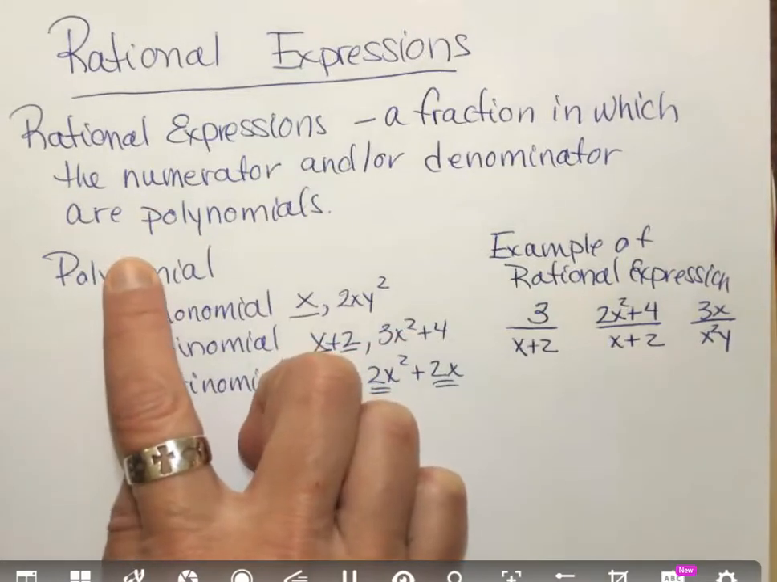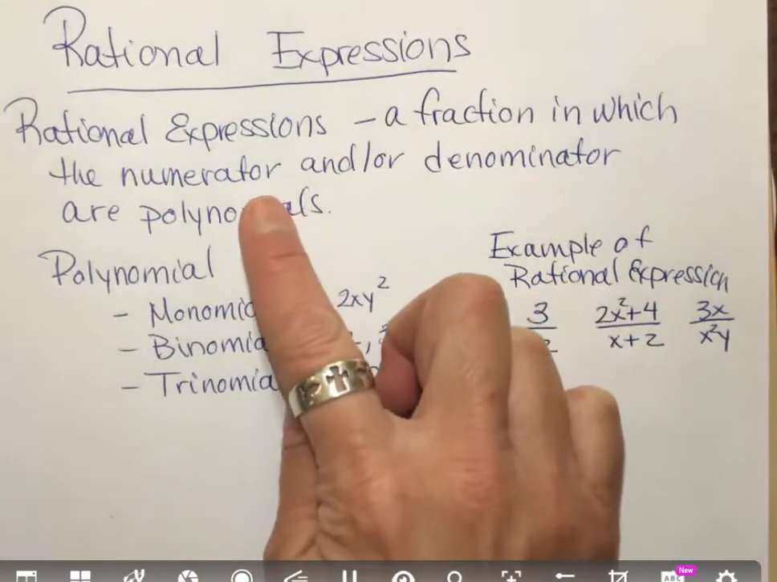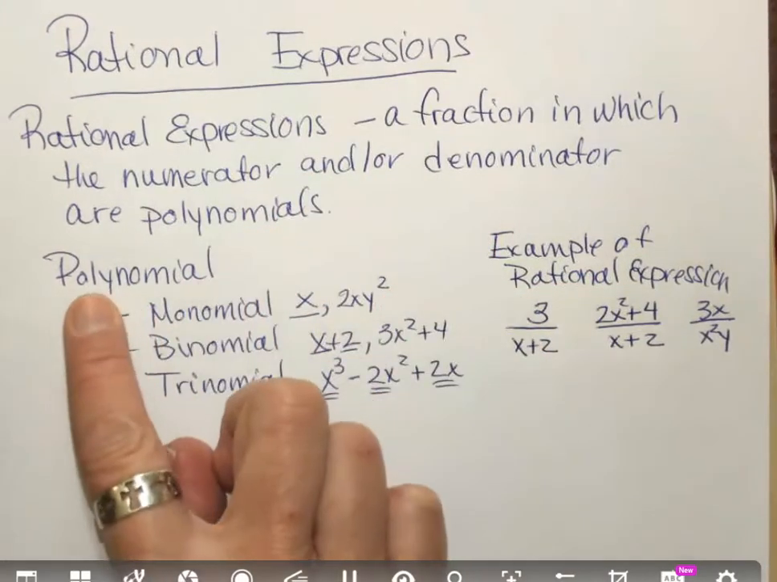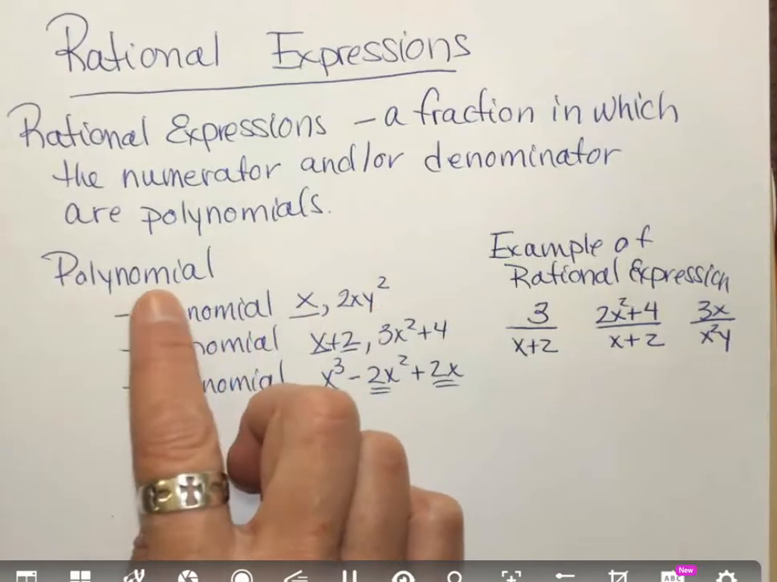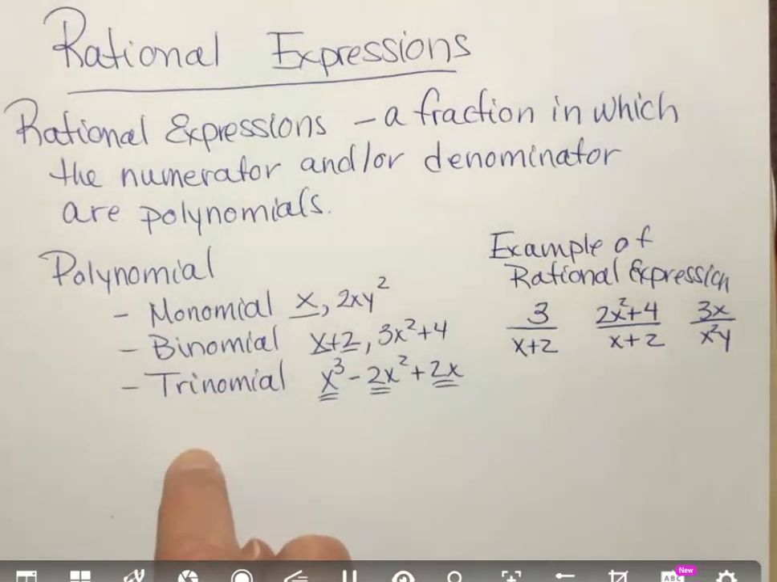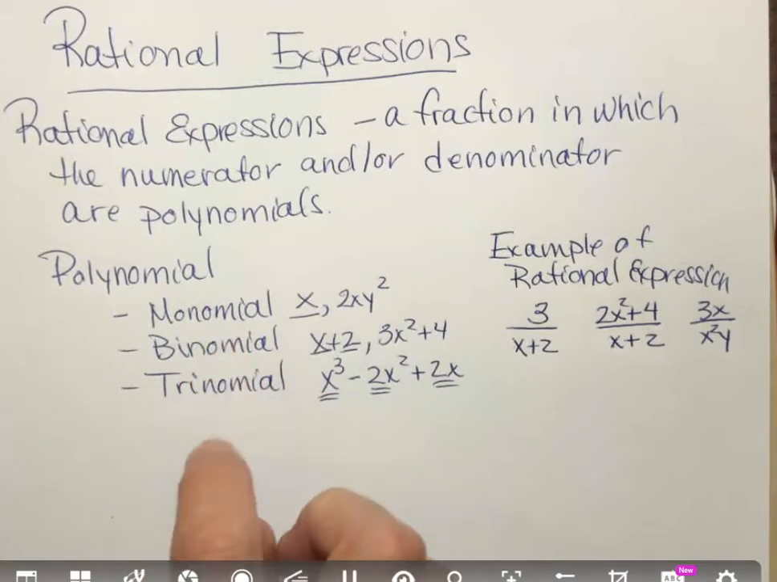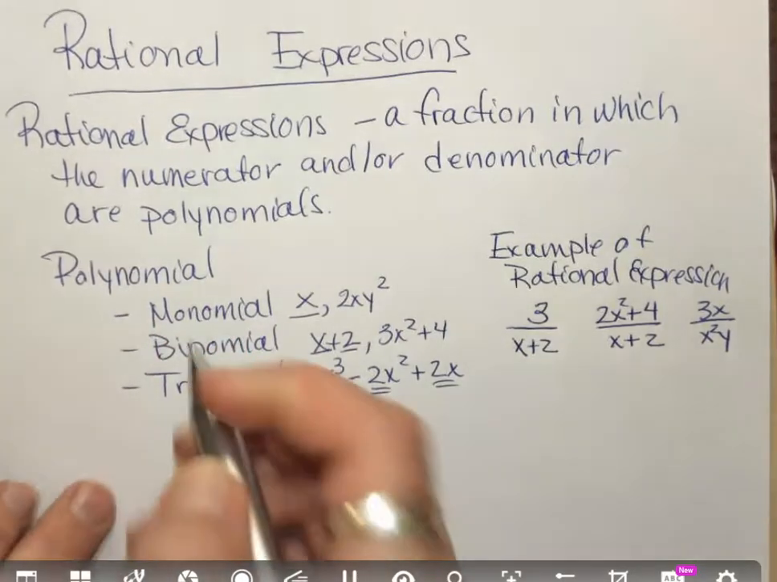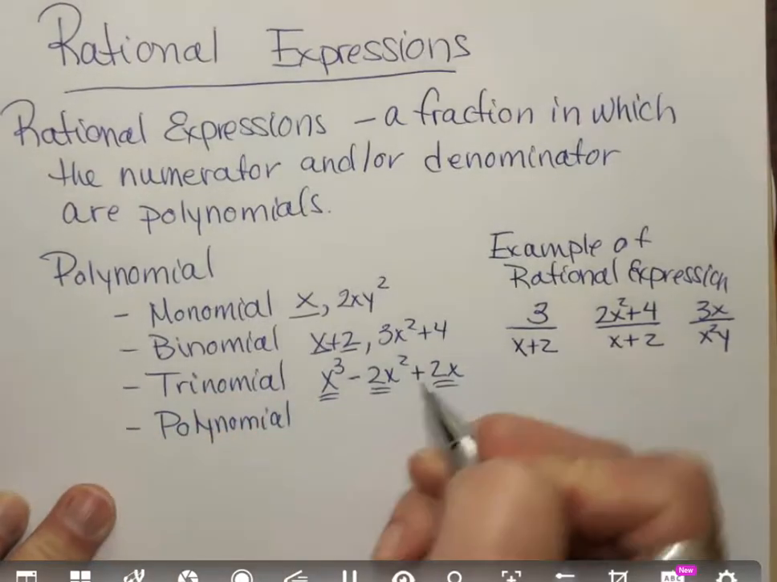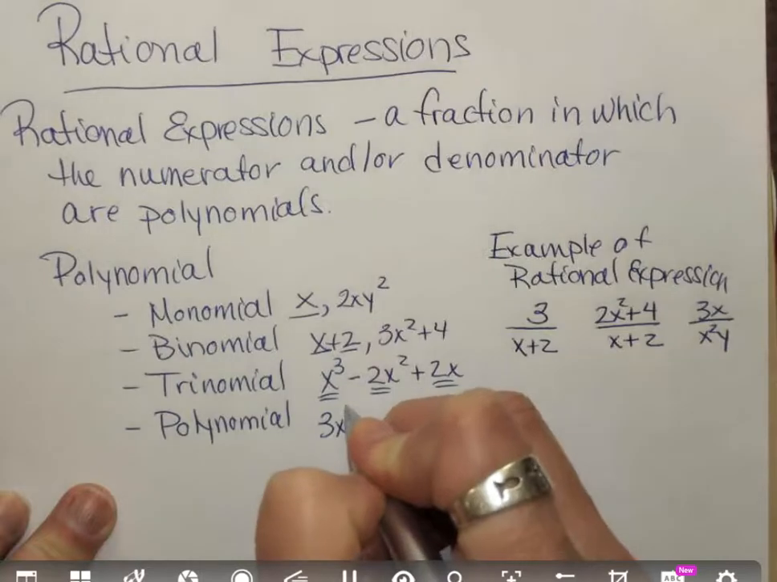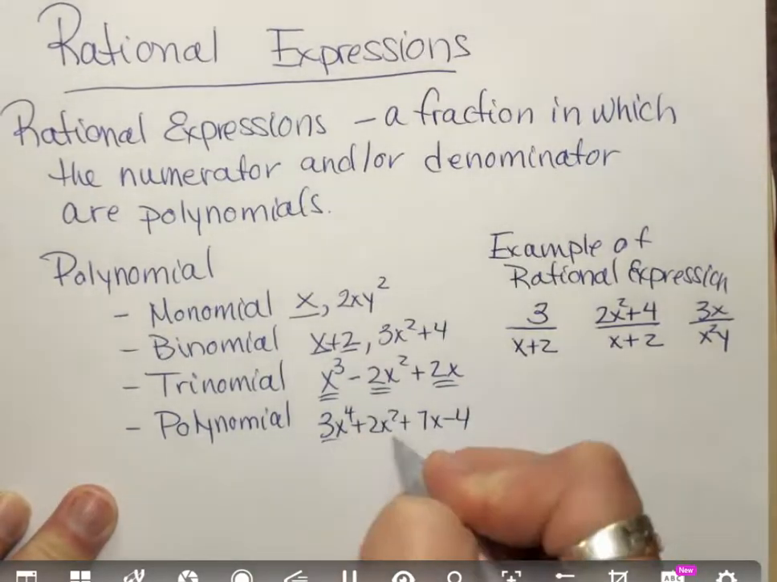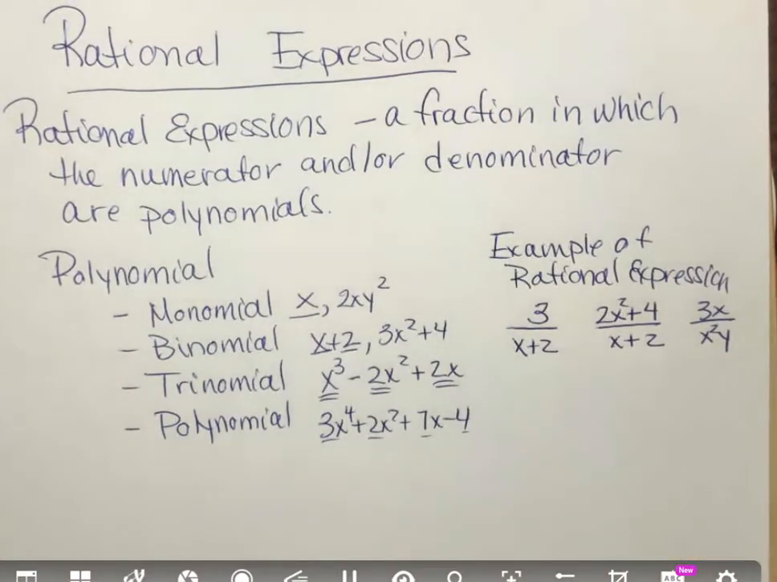So let's break that down. First of all, we know what a fraction is. We know the numerator is the top, the denominator is the bottom. Now, polynomials. Remember, polynomial is a generic term that covers monomials, binomials, trinomials, and polynomials. A polynomial could be 3x to the 4th plus 2x squared plus 7x minus 4. Poly means many, and in this case it would be more than 3.